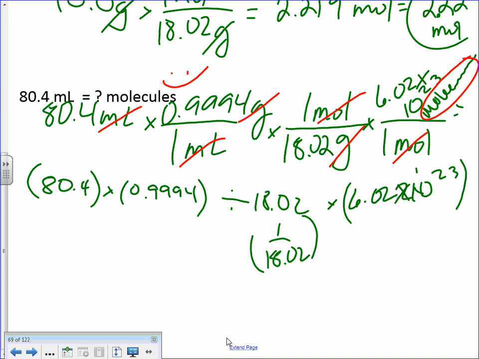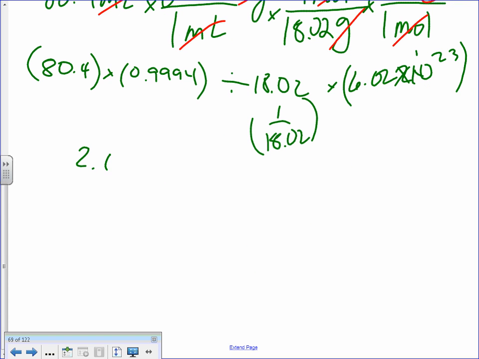What did you guys get? 2.68 times 10 to the 24th. Good. Molecules. Okay. And 6 sig figs? Yeah, we're good. Okay. So that's all dimensional analysis is. That's it. But I want to show you more complex ones. That was a 4-step or 3-step one.